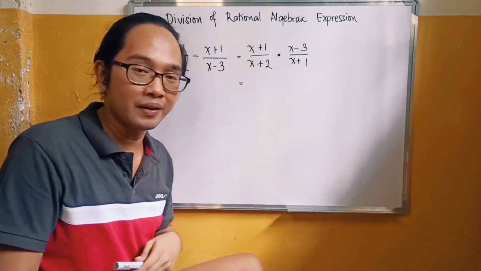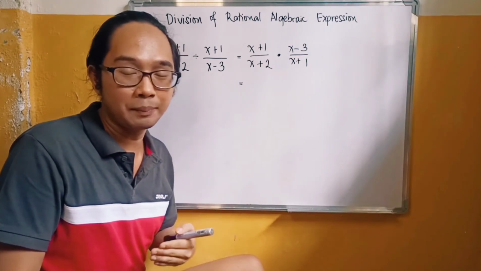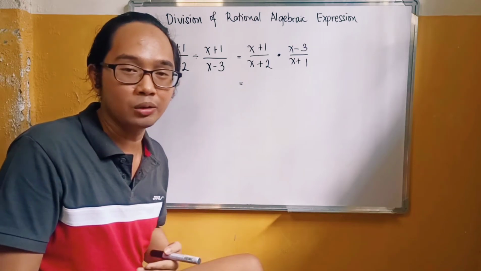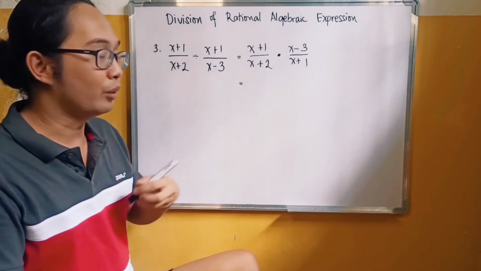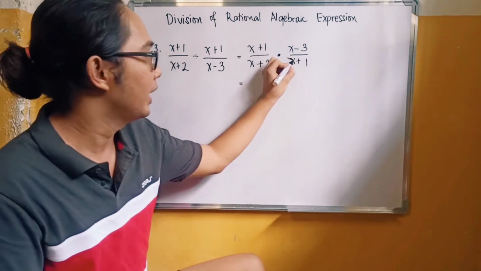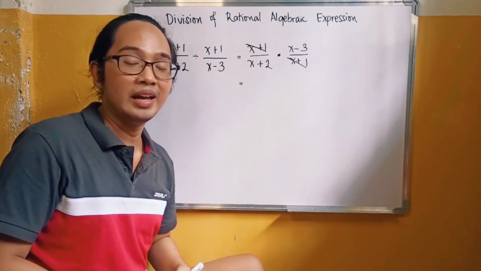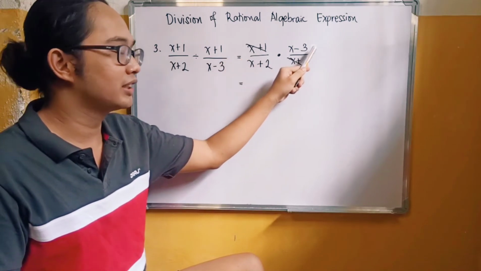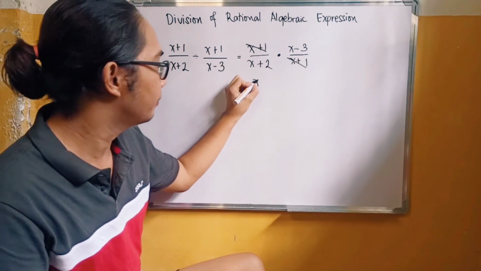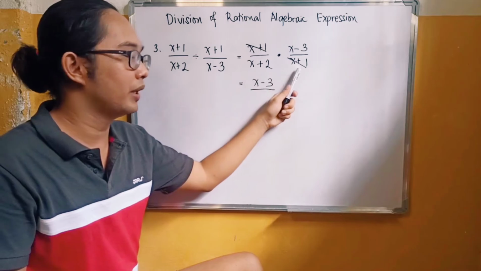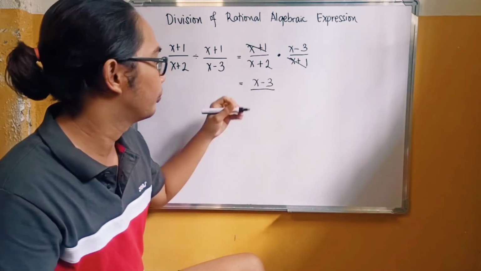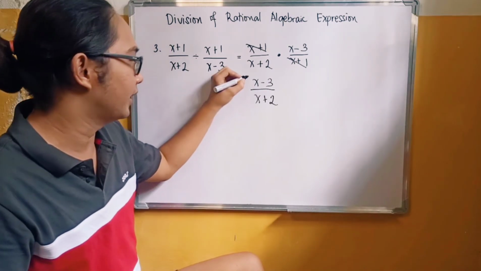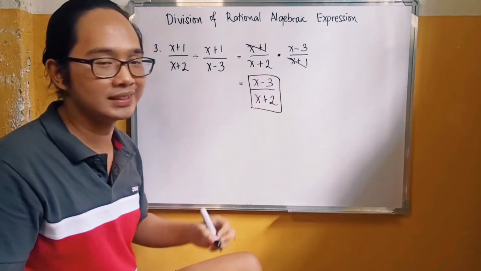Kung wala nang pwedeng i-factor out, proceed tayo sa next na dapat gawin, which is cancel out the common factors. Ang pwedeng makancel dito ay si x plus 1. And then, multiply the remaining factors. 1 multiplied by x minus 3 is x minus 3. And x plus 2 multiplied by 1 is x plus 2. Therefore, the final answer is x minus 3 over x plus 2.